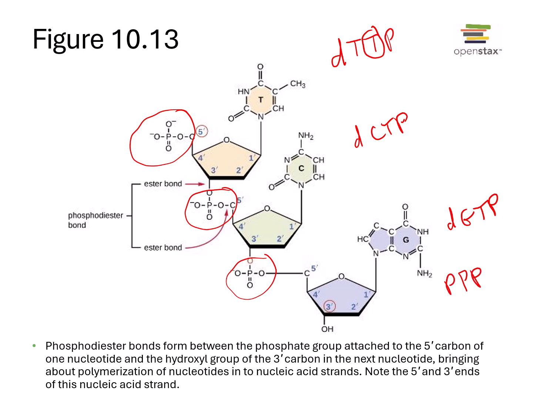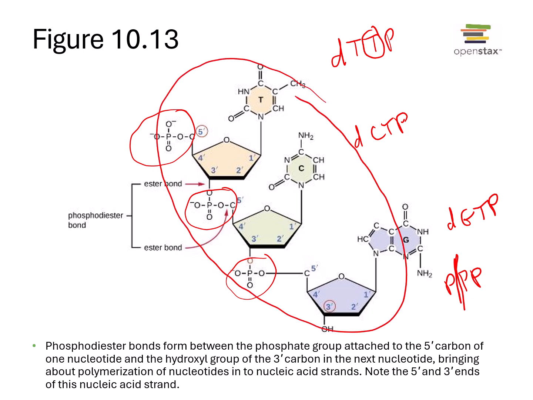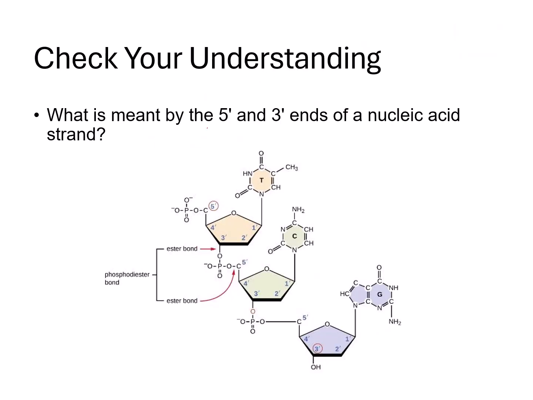So originally it was 3, and the release or the breaking of these bonds releases energy to power the elongation or formation of DNA. So what's meant by the 5' and 3' ends of a nucleic acid strand, we're referring to carbons on that deoxyribose sugar. So each carbon is numbered.